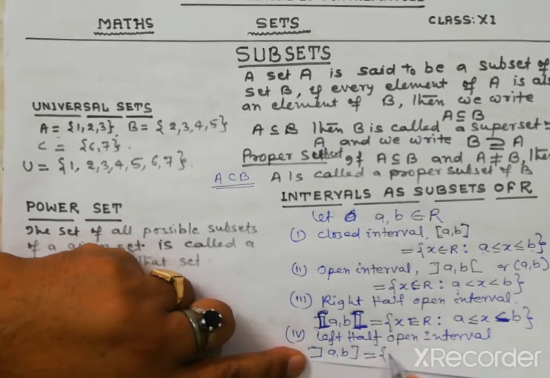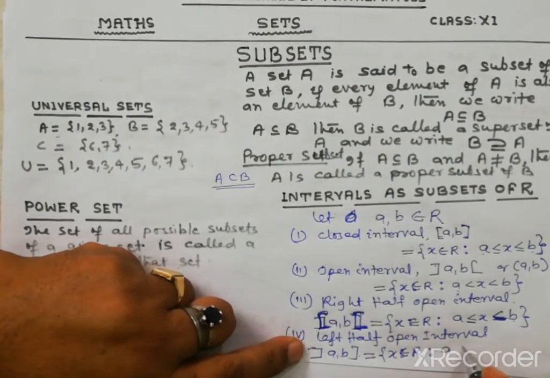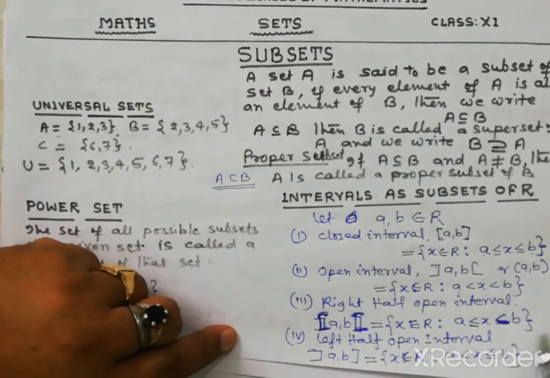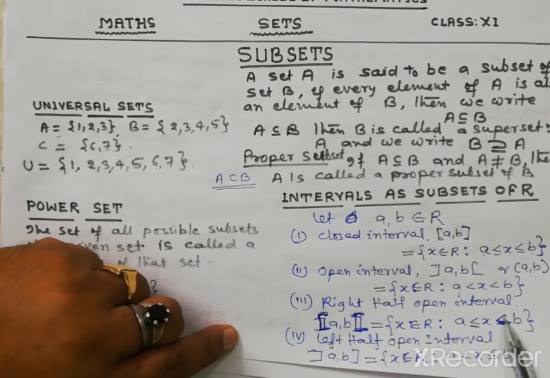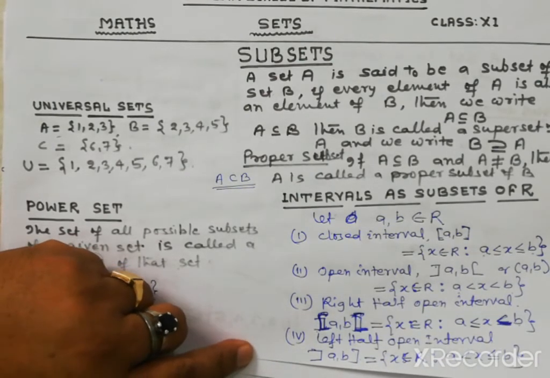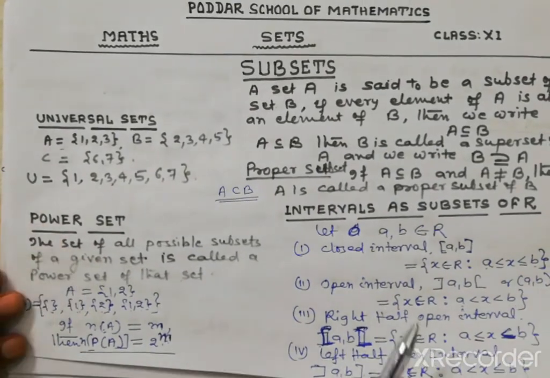So this will be equal to all x such that x belongs to R such that a is less than x is less than or equal to b. Right half open interval, on the right side there will be only less than. Left half open interval, on the left side only less than, and the rest side will be less than or equal to. So it is very important, that is intervals as subsets of R.